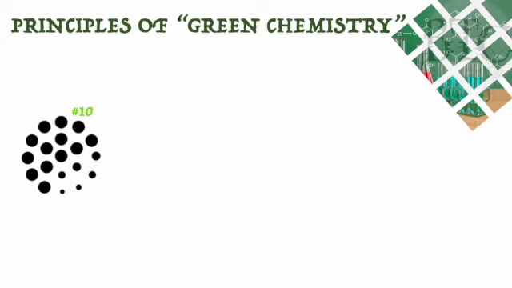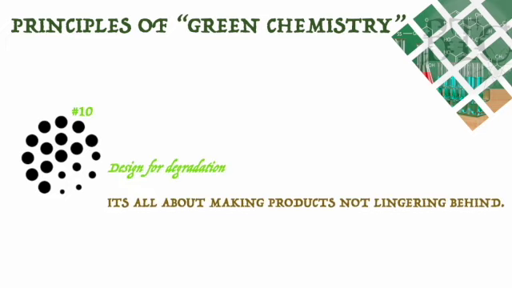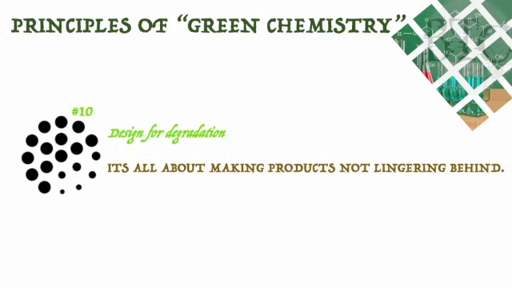The 10th principle of green chemistry actually talks about the design for degradation. This means that we need to design chemicals that degrade and can be discarded easily. Now imagine you have a plastic bottle or some other product. Over time, these products can become waste, and if they don't break down naturally, they can stay in the environment for a very long period of time, causing pollution and harm to the environment.